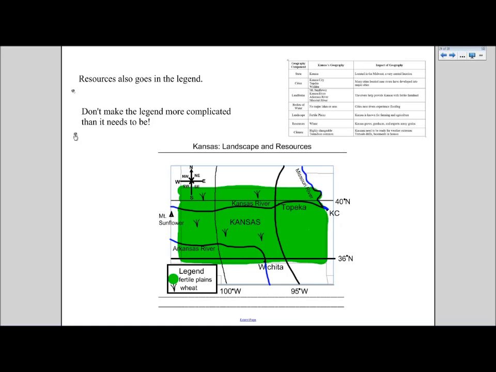Now that we have wheat on the map and wheat in the legend, we've shown our resources using symbols. The biggest mistake that 6th graders make on their maps is putting too much in the legend. Remember, number 8 and number 9 are the only 2 items that we're going to need in our legend, just the landscape and resources. That's why we put landscape and resources as part of our title. It's the type of map that we're looking at. So once you've put the landscape and resources in your legend, you're done.